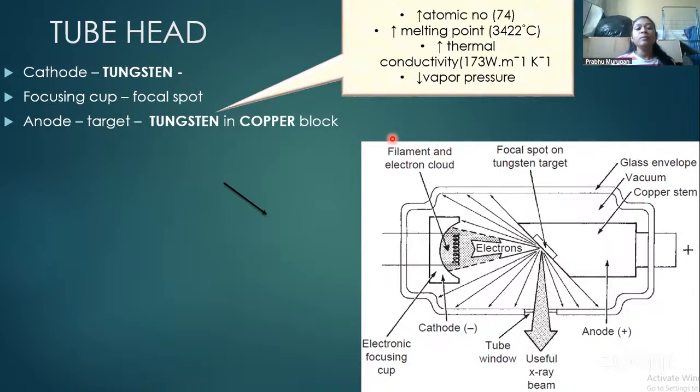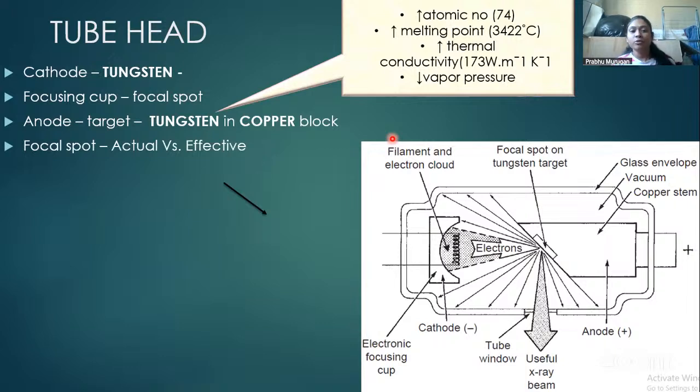Okay, the reason why tungsten is embedded within the copper block is, like I already told you, a large amount of heat is going to be generated, right? So to withstand that heat, the tungsten anode has been embedded within this copper block to dissipate the heat that is being generated. Okay, so these are the main components within the tube head.